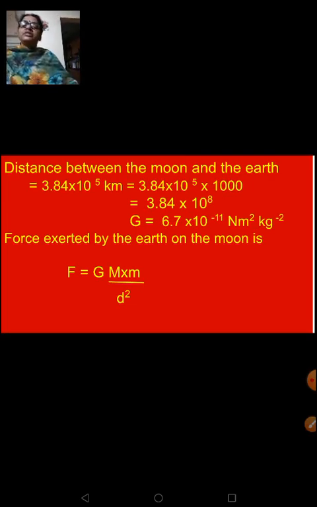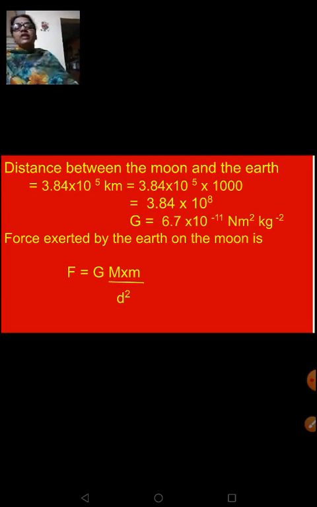And the value of capital G is already given. So what formula are we going to use here? We are going to use the formula F is equal to capital G into capital M, the mass of the earth, and small m is the mass of the moon, and D square, that is the distance, that is your radius, that is 3.84 into 10 raised to 8.